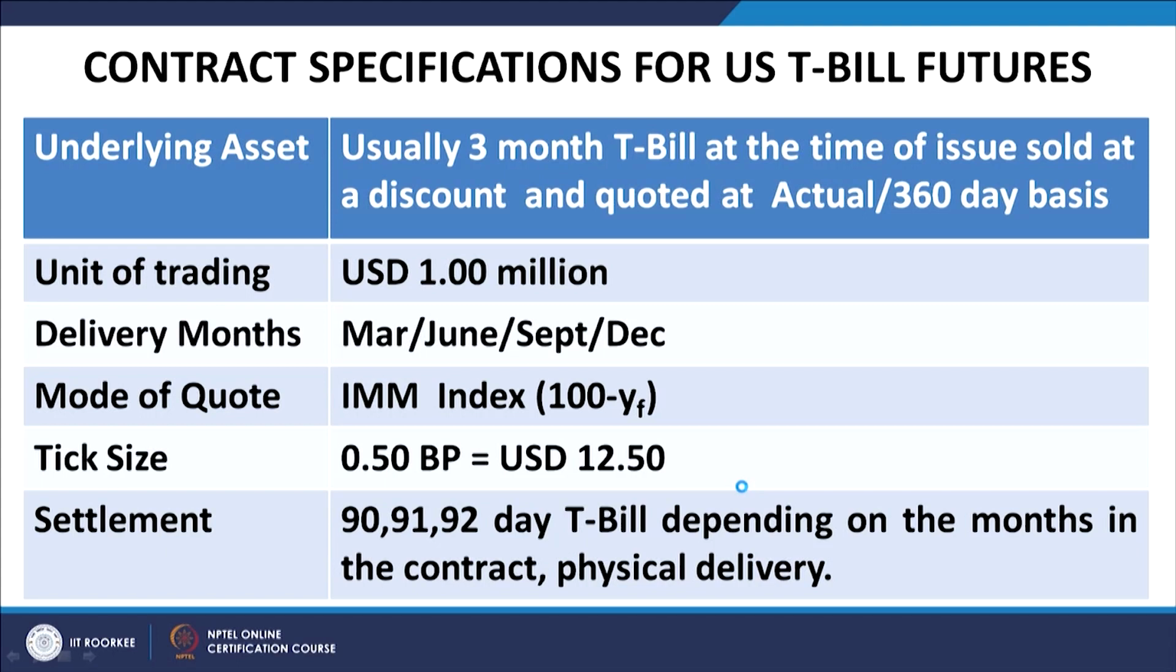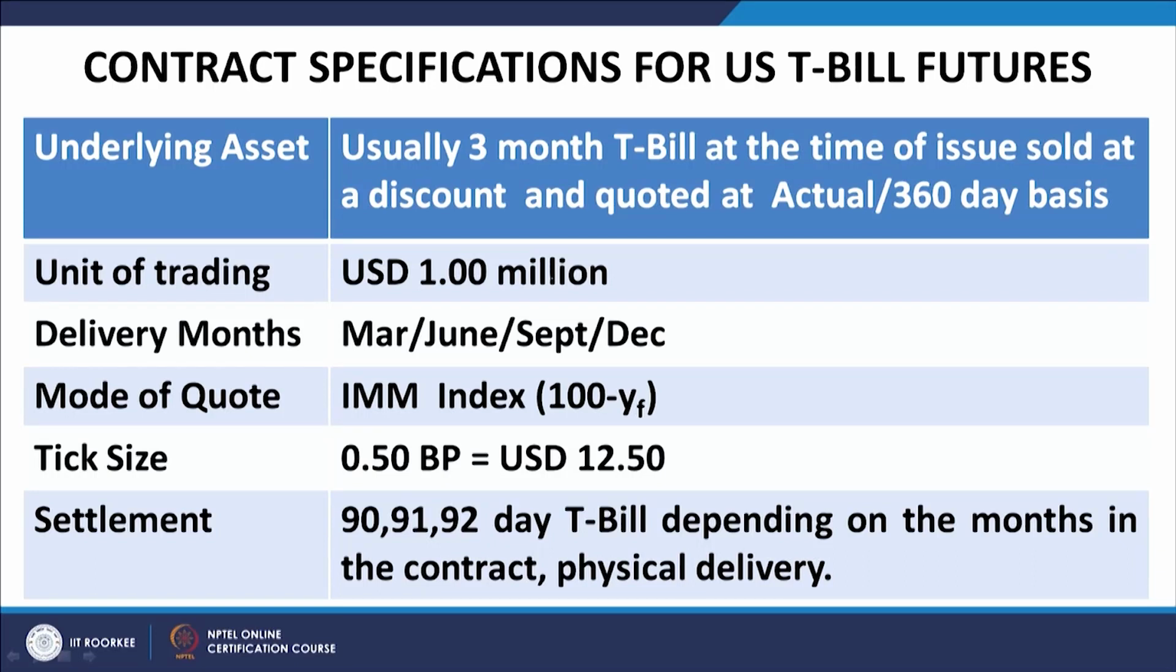Contract specifications are very similar to what we have for the Indian T-bills, except that the contract size here is US dollars 1 million. The unit of trading is US dollars 1 million. In India, we had 0.2 million INR.